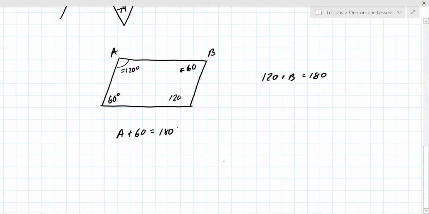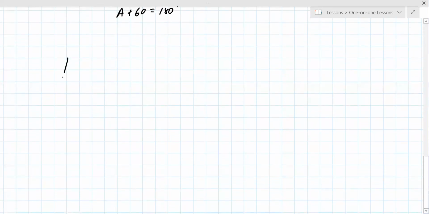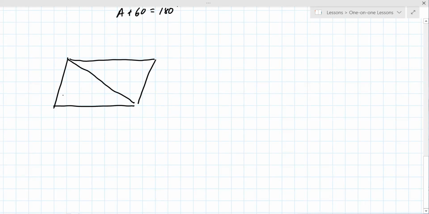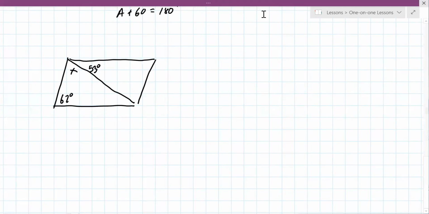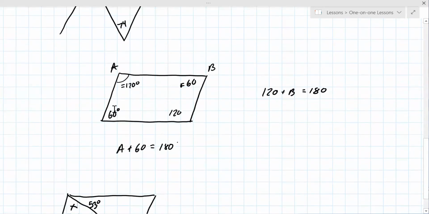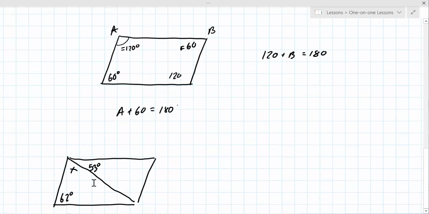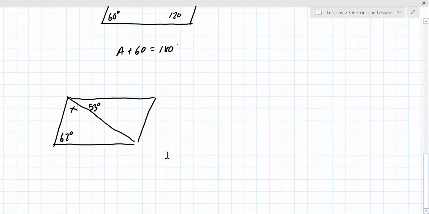Okay, now let's say I give you it in a slightly different version. And I cut it. So I'll cut it like this. And I tell you that this is 62 degrees. I tell you that this is 53 degrees. And I want you to find X. Okay, so how can you use what we did in the previous problem, which is you said this angle plus this one up here has to equal 180. How can you use that information down here in the one below?